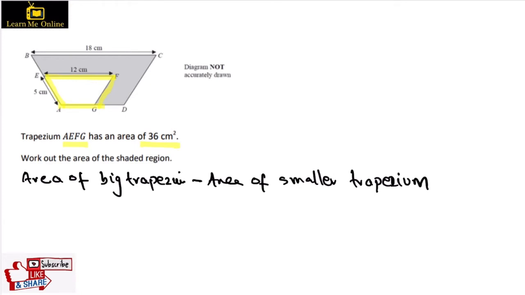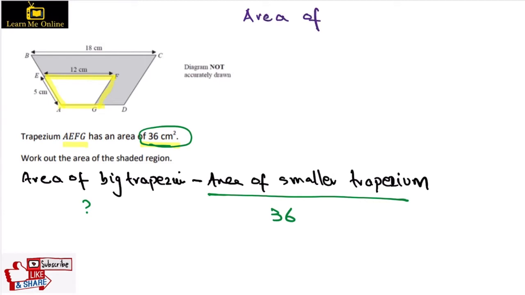Okay, so the smaller trapezium is known to us already, which is 36, and I'm going to write down this part is 36. What we need to find out first is the area of the big trapezium, and then we're going to take them away. So on the side, I'm finding the area of the big trapezium, and the big trapezium is A, B, C, and D.